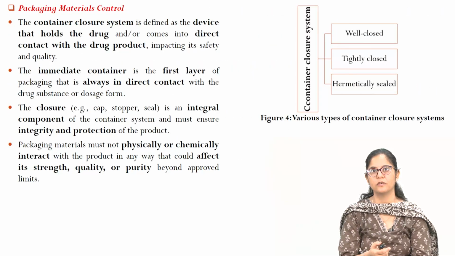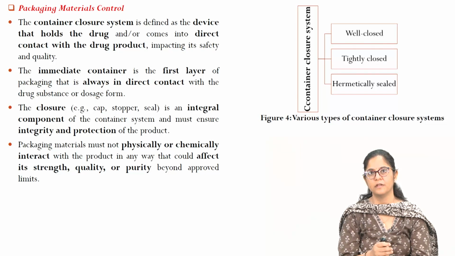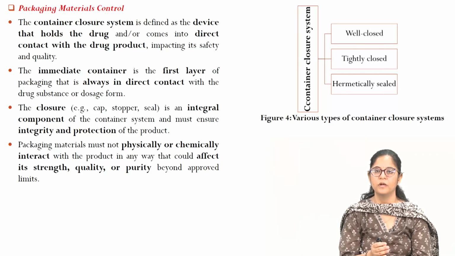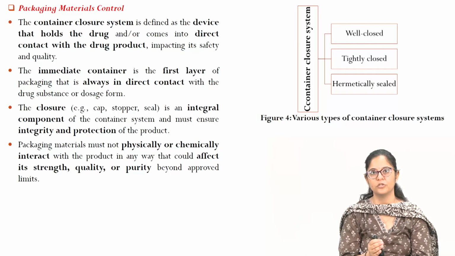Packaging materials control. So, the container closure system is defined as the device that holds the drug and or comes in direct contact with the drug product, impacting its safety and quality. So, the immediate container is the first layer of packaging that is always in direct contact with the drug substance or dosage form. The closure, that is the cap, stopper and seal, is an integral component of the container system and must ensure integrity and protection of the product.